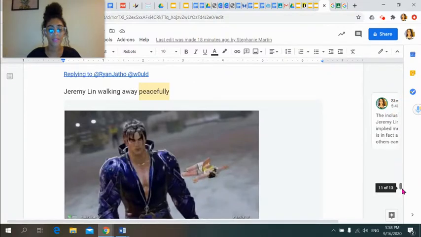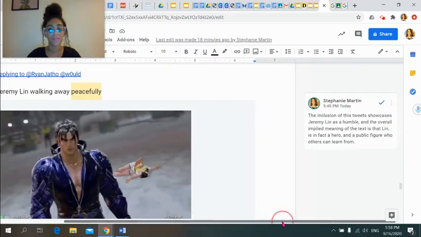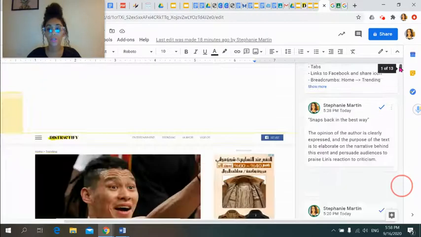Last thing that we'll look at is this action figure that someone has tweeted with the caption, Jeremy Lin walking away peacefully. Again, including that kind of tweet shows him as a hero, a public figure who we should praise and who we should learn from.